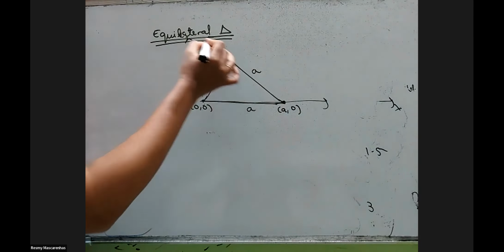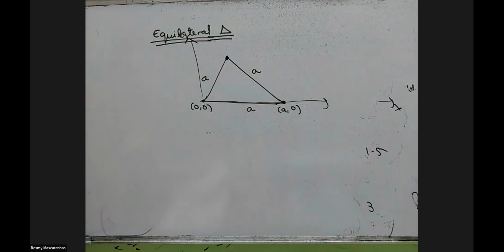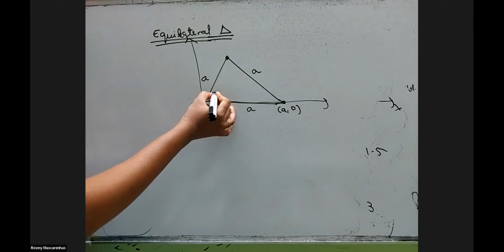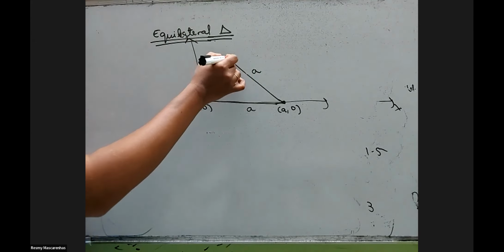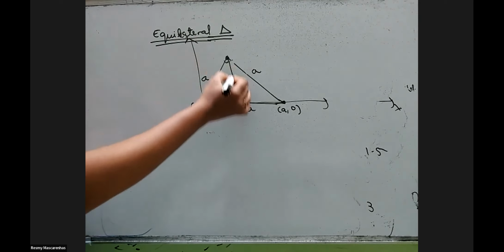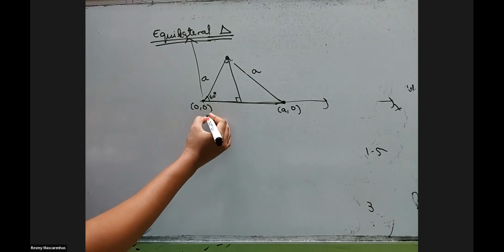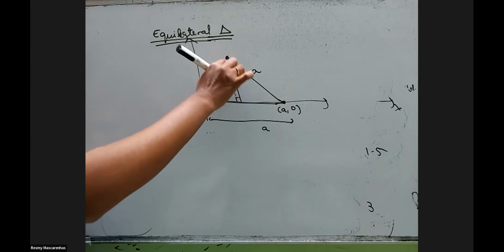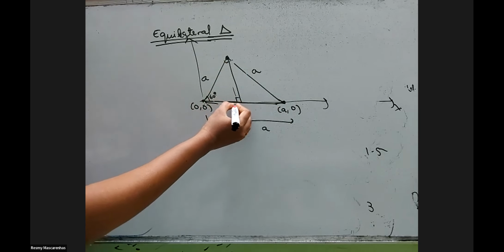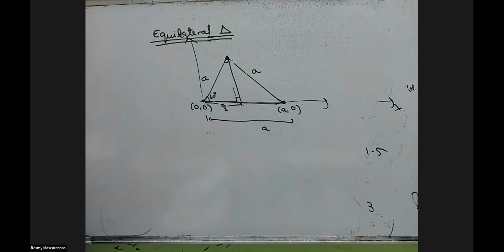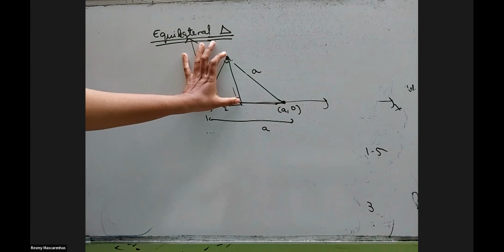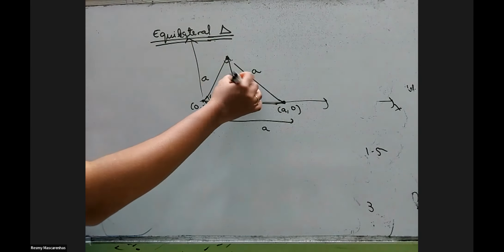Now this we have to find. How to find it, there's one option. You know that this is 60 degrees, since equilateral triangles have all angles 60 degrees. So draw a perpendicular. If the full distance is a, then the perpendicular will always cut it into two equal halves. This side is a by 2, and this side is a. I want to find this other side.